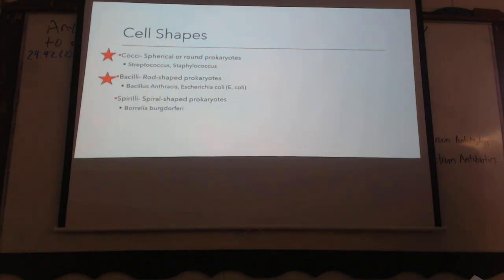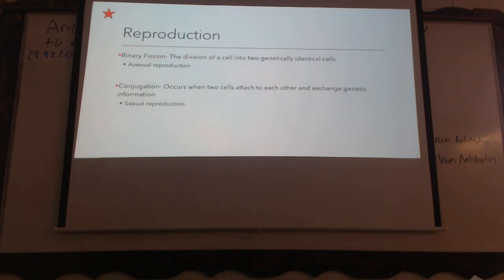I wish I could star this like 18 times. Just know the difference between bacilli and cocci. Coccyx is a bone. Cocci. Staphylococcus. Bacillus anthracis. Reproduction. Know the difference between these two. Binary fission means it produces two of the same, whereas conjugation is when they attach to each other and exchange genetic information.